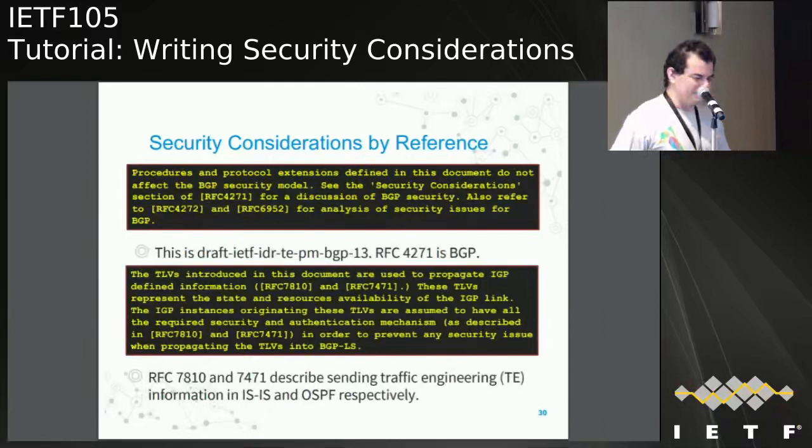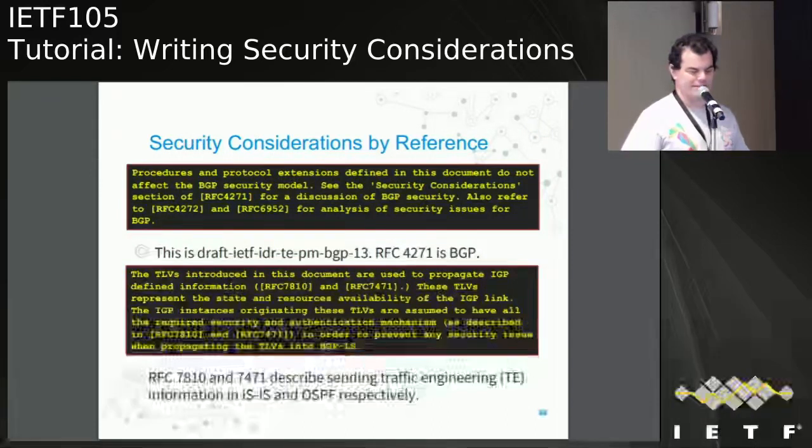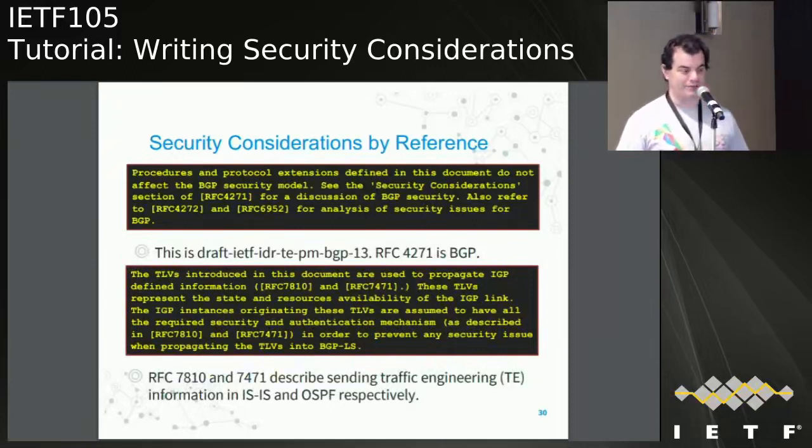Okay, another example. Procedures, protocols, extensions defined in this document do not affect the BGP security model. See the security considerations section of RFC 4271, that's BGP, and a discussion of BGP security in 4272 and 6952 for analysis of security issues for BGP. Great, so we're talking about an extension to BGP that sends TE, that's traffic engineering information, over BGP.